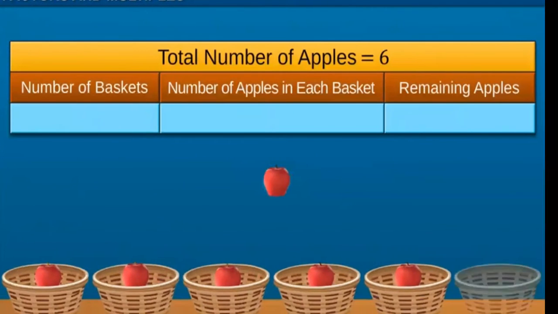If the number of baskets is 6, then we can again divide the 6 apples equally among them. 1 apple can be packed in each basket. There are no apples remaining.